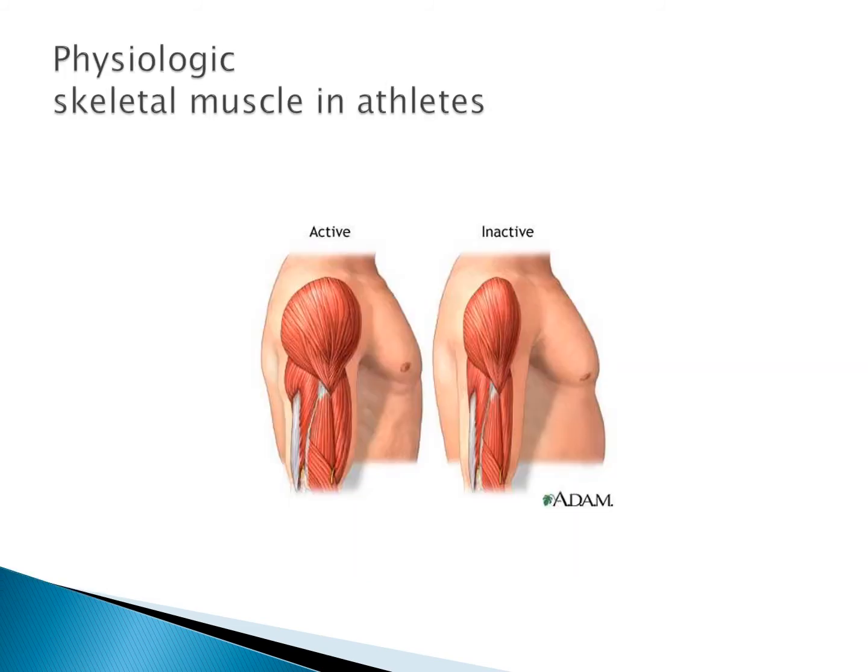And this is the other physiologic type of hypertrophy that I already told you about, in athletes. Here, the skeletal muscles are enlarged in persons who are bodybuilders or athletes. We call it skeletal muscle hypertrophy, and this is a completely physiologic phenomenon.